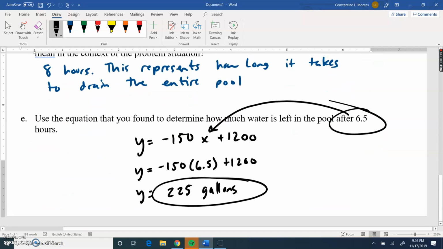Now, if they had said after how many hours is, I don't know, something like 400 gallons left in the pool, then you would have taken that number and substituted it into y. Because y represents the number of gallons left in the pool, and 400 would be the number of gallons, which would go here, and you'd solve for x. We're not asking you to do that yet. That's actually coming in the next section when we start solving some equations, actually next trimester.